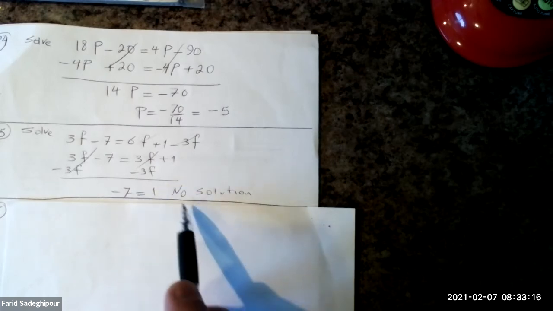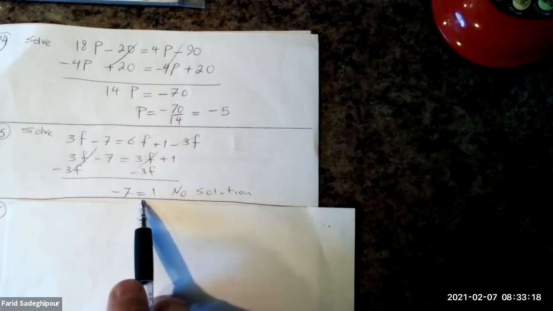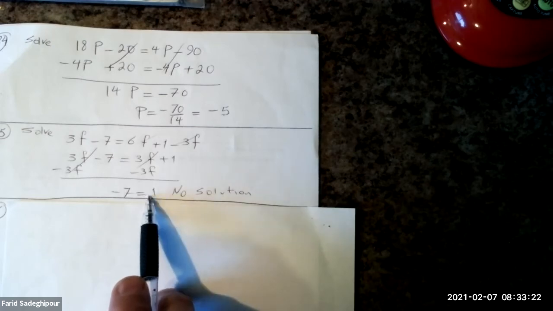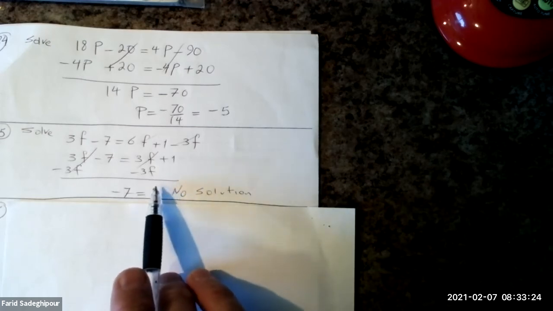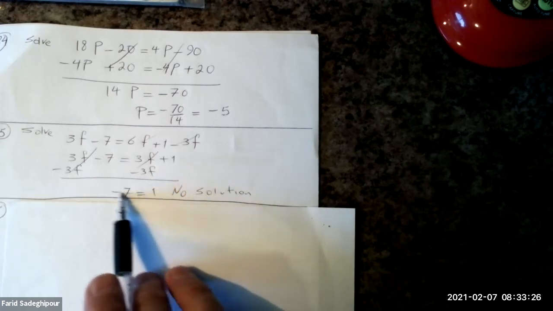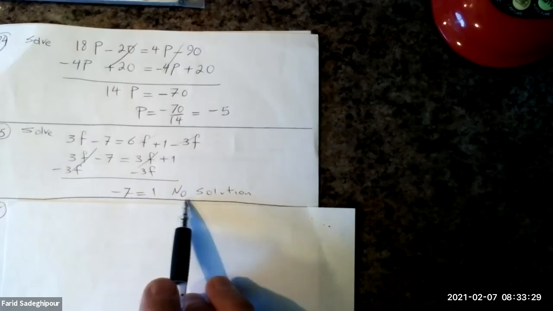You don't have any f. No solutions. And you come up with something which is not true. Is negative 7 and 1 the same thing? No. So there are equations that when you solve, you don't come up with any f, or you come up with something which doesn't make any sense. So that's no solutions.